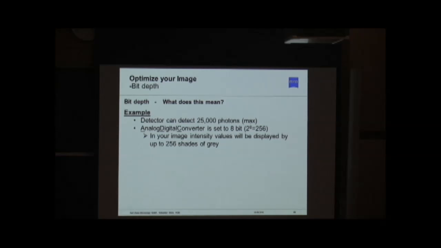If you now take the 25,000 photons that our detector can collect, these 25,000 photons are subdivided into these 256 different segments, because we told the system to create 256 different compartments. That means that every gray level in the image that is generated represents a multitude of about 98 photons.